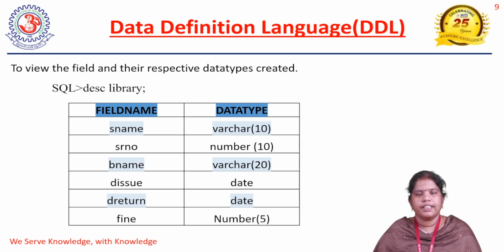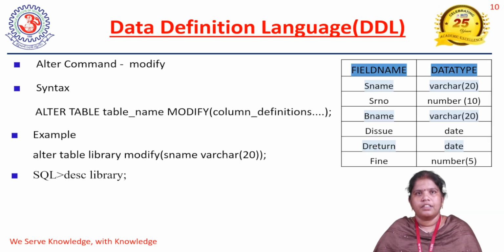To view this data type created for fine, we will use DESC library. Here in our example, fine has been created with the data type number of size 5. Next alter command, next we will be seeing modify, to modify an existing column. So syntax will be: alter table, table name, modify column name, column definition.